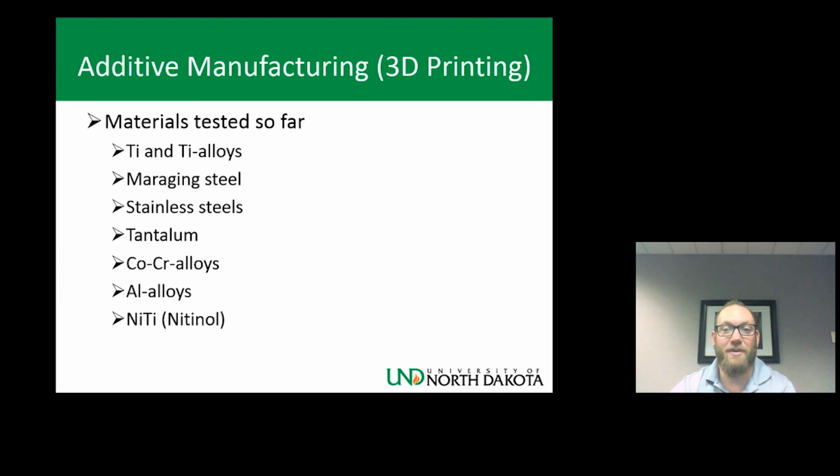The materials that have been used in 3D printing have been titanium and titanium alloys, maraging steels, stainless steels, tantalum, chromium alloys, aluminum alloys, and nitinol.